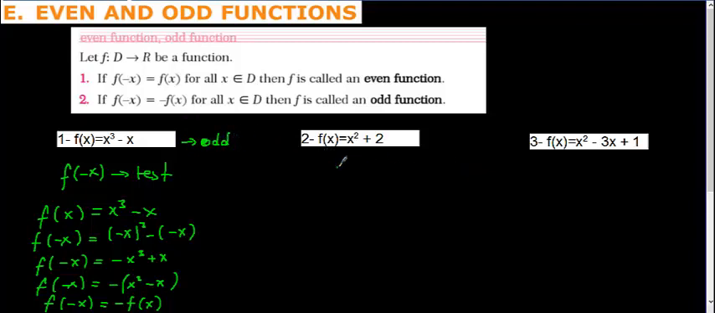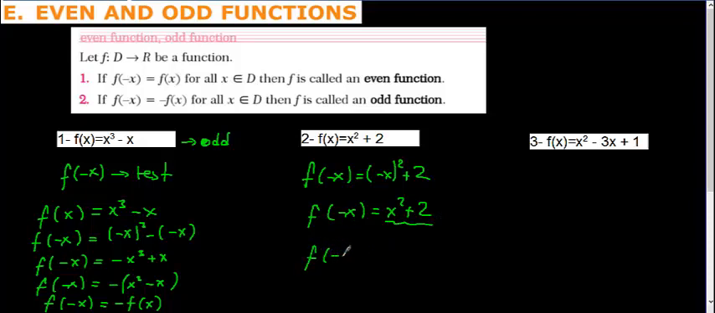Okay, now x squared plus 2. We are going to do again the f minus x test. F minus x is equal to minus x squared plus 2. F minus x is equal to x squared plus 2. Also this is fx. So f minus x is equal to fx. This means that the function is an even function.